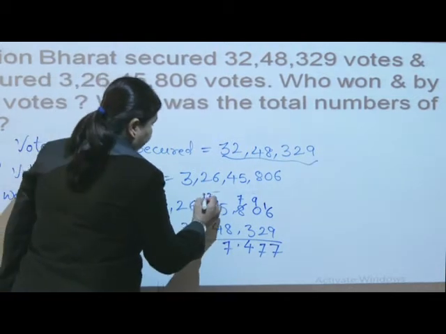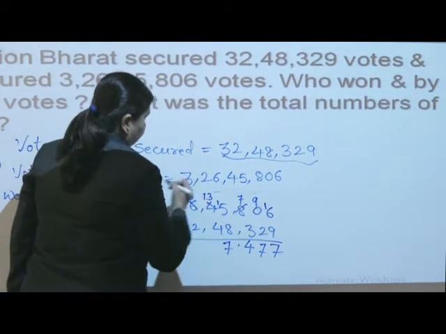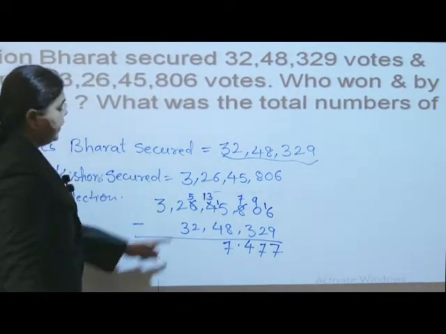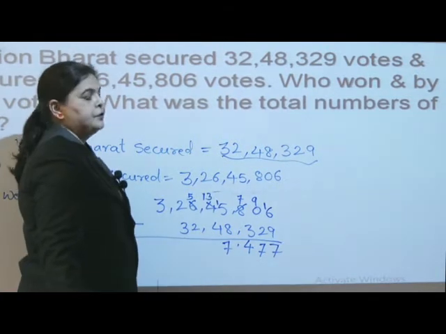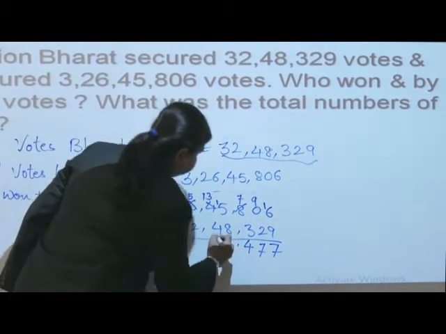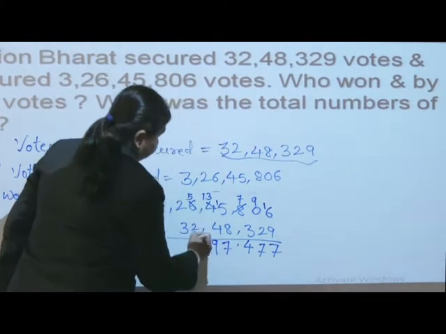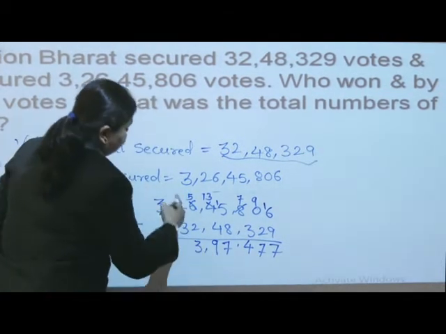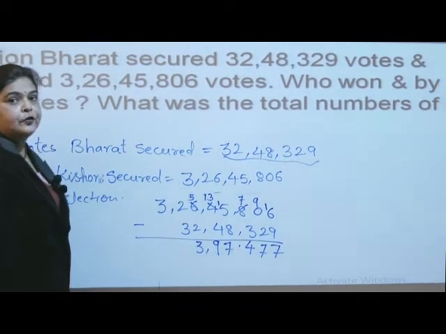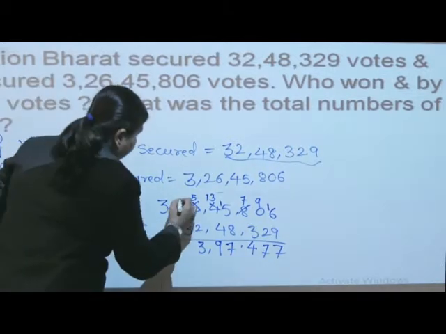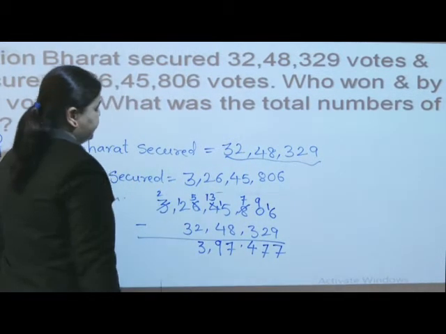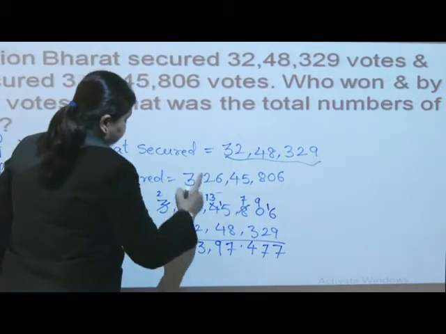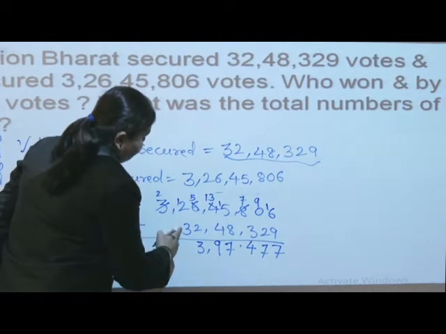Not possible. Again we have to borrow from the number before. So now it will be 13 minus 4. What will be the number here? 9. Then 5 minus 2 will be 3. 2 minus 3 is possible? So subtraction not possible. Again we will borrow from the number before. So here is 12 minus 9.